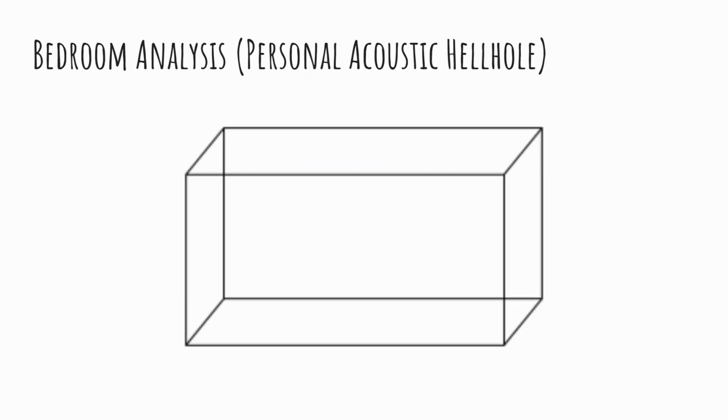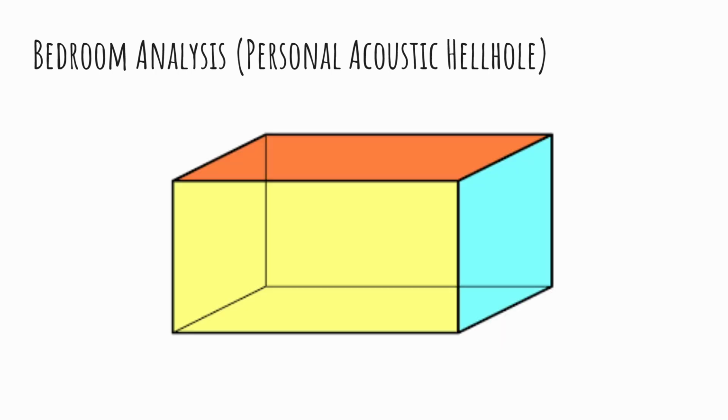But let's take a look at an average bedroom. So here are all the surfaces mapped out, and if we look a little closer, you can see that there are three sets of parallel surfaces in a typical bedroom, meaning that every single surface is a reflective surface. So what can we do about it?